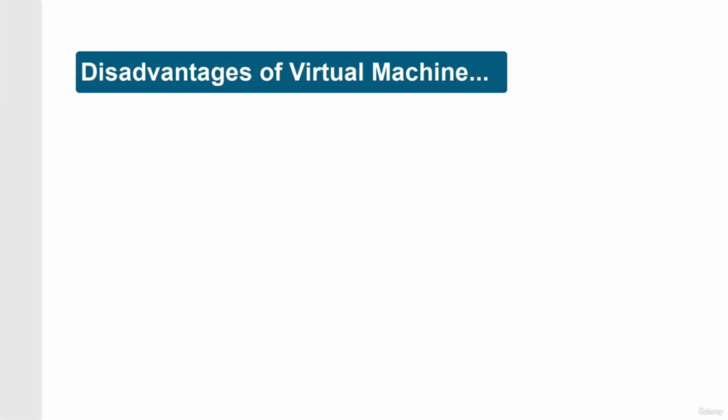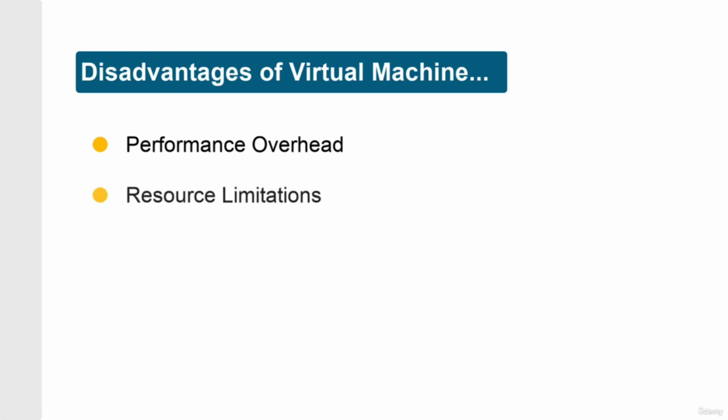Although hypervisors and virtual machines offer numerous advantages, there are also some disadvantages to consider. First is performance overhead. Running a full-fledged operating system inside a virtual machine requires additional processing overhead. This can lead to reduced performance compared to running the same operating system directly on the host hardware. Another concern is with resource limitations. Each virtual machine requires a significant portion of the host system resources such as CPU, memory, and storage. This can limit the number of virtual machines that can be run simultaneously on a given hardware.